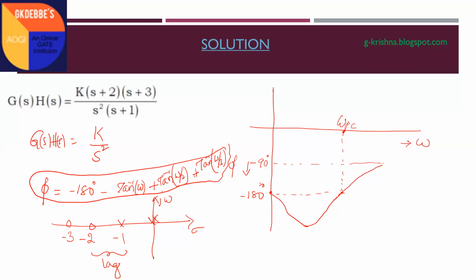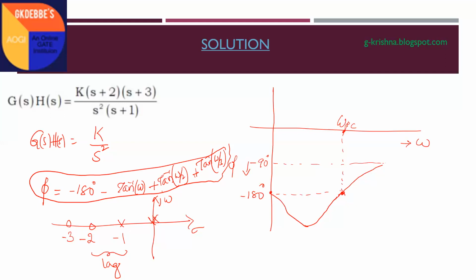But how the phase plot will be, we can analyze only with this lag lead analysis. That is, first adding a pole makes the phase decrease, again adding a zero the phase increases, again adding a zero the phase increases. That's why definitely for a finite frequency you will get the phase angle minus 180, that is omega PC.